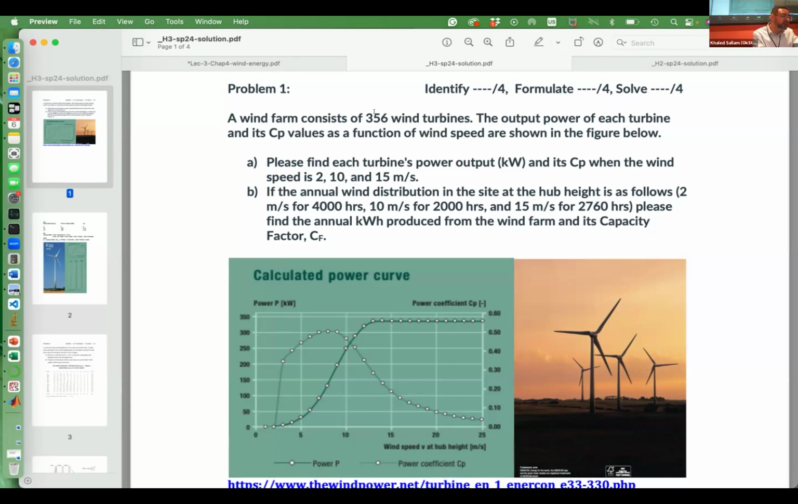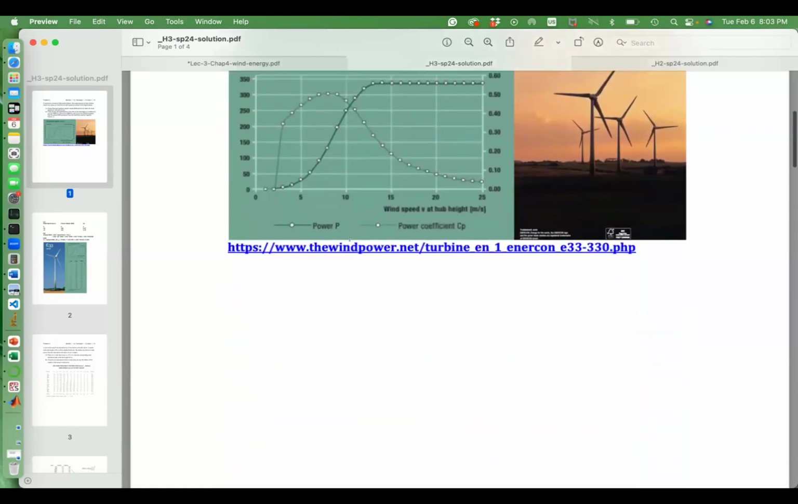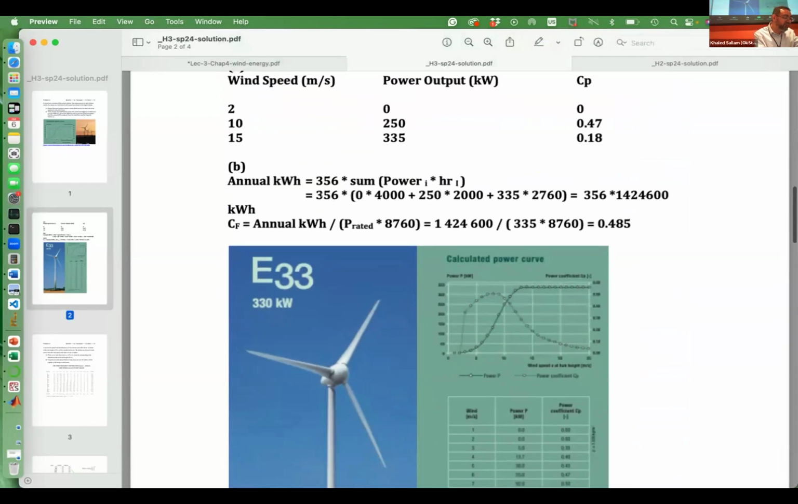So if there are 356 wind turbines in that place, what is the farm capacity factor? What's the capacity factor? That's what's produced divided by the maximum possible. Okay, so the produced will be 356 times how much each one of them is making. And then the CF would be this that we just calculated, kilowatt hours, divided by the maximum possible. Maximum possible is P rated times the number of hours per year. So that capacity factor is 0.485.